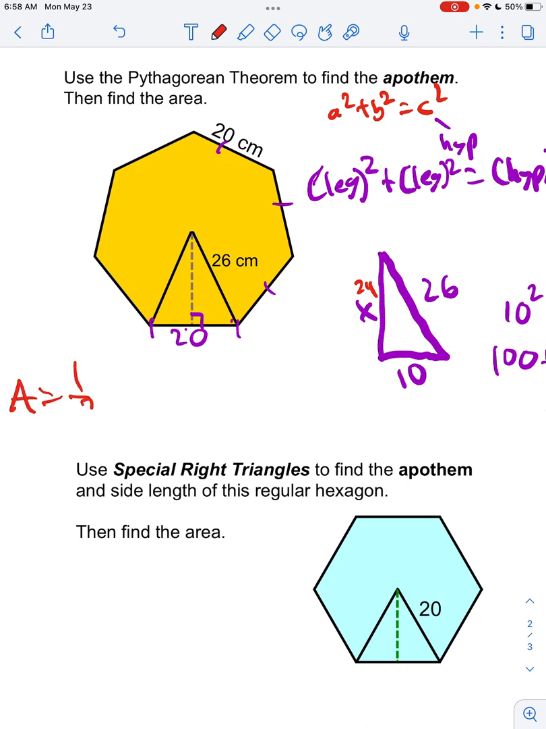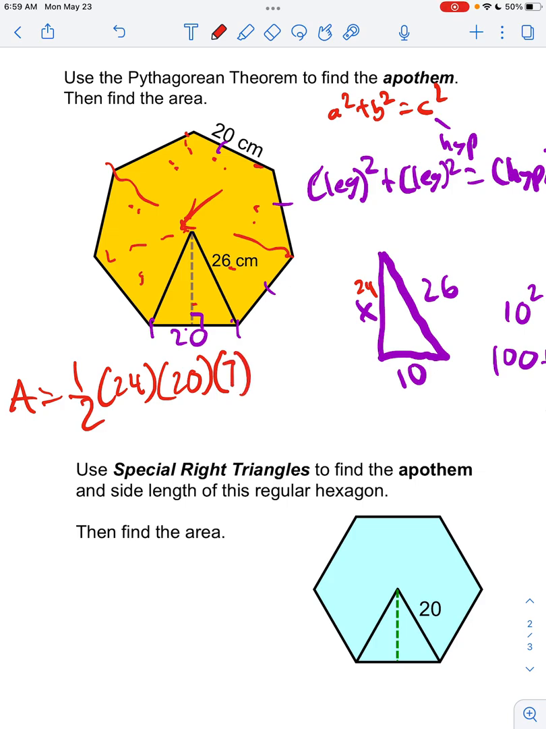So area equals 1/2 times 24 times... This time I have a base of 20, and the number of sides, let's see here, 1, 2, 3, 4, 5, 6, 7. This is 7 sides. Yep. 7 triangles. And then times 26.